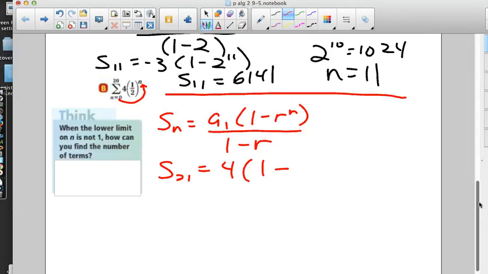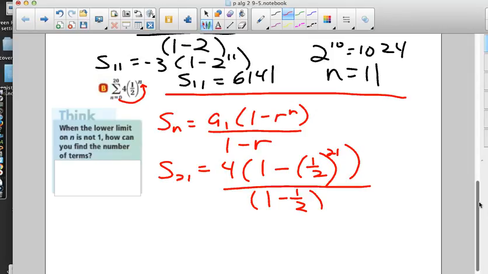Now r is what's being raised to the power. It doesn't matter if the power is n or if it's n minus 1. So what's r? 1/2. We said we're doing 21 of them. And on the bottom we'll have 1 minus 1/2. I do the same thing with this. I know you guys can do 1 minus 1/2. What's 1 minus 1/2? 1/2.